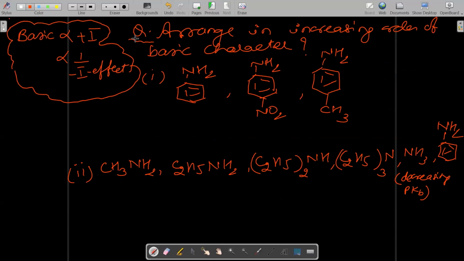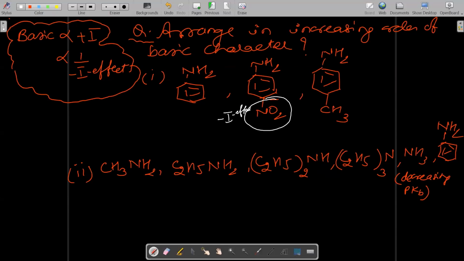Now the question that will come in the board exam or in your competitive exam is: arrange in increasing order of basic character. Three examples are given. You have to check the electronic effect. If you know the electronic effect, you can easily arrange which one is strongest, which one is weaker, and which one is the weakest. In aniline, there is no additional group. In para-nitroaniline, one extra group arises, that is the nitro group. All of you know the nitro group has which effect? Minus I effect.